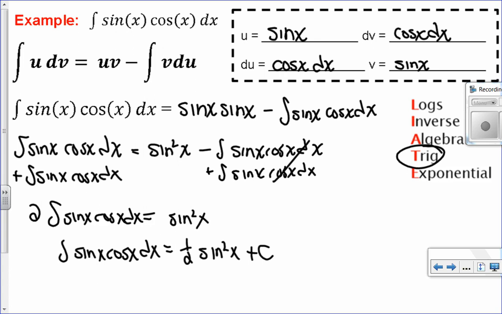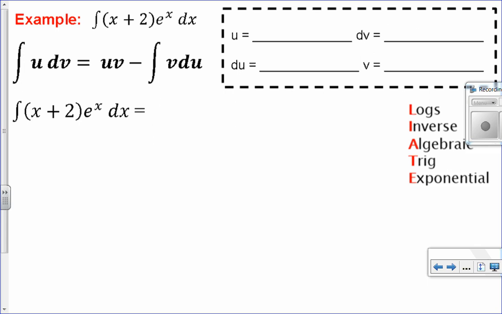Just a little bit of a twist to that question. Okay, in this question here, I have, again, a product, and that product is x plus 2 times e to the x. So I just go through my list. So logs, nope. Inverse, nope. Algebraic, yes. Okay, so the algebraic is the x plus 2. So that's what I'll let u be, x plus 2. Therefore, dv will be e to the x dx.